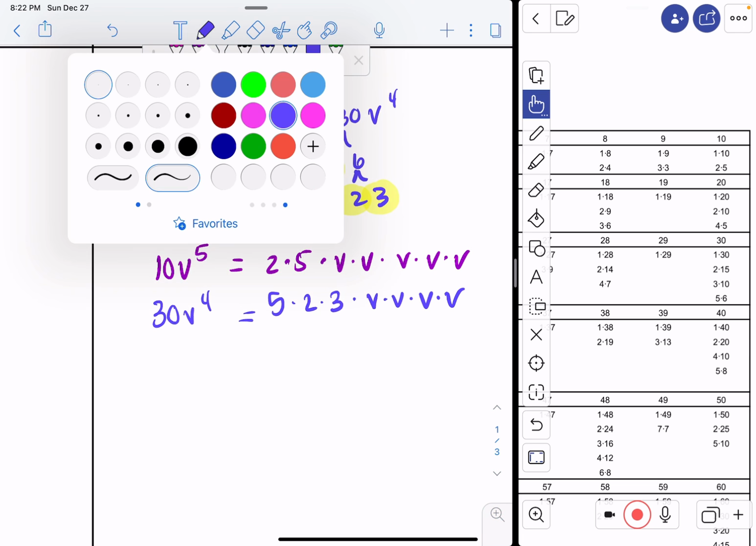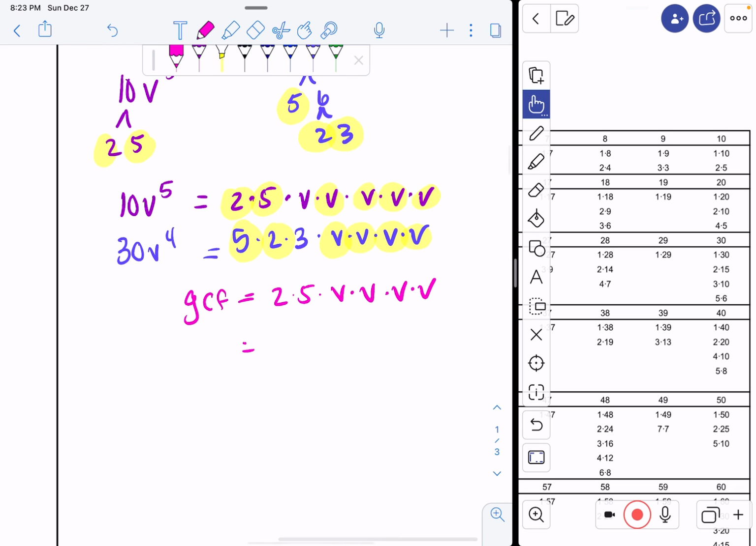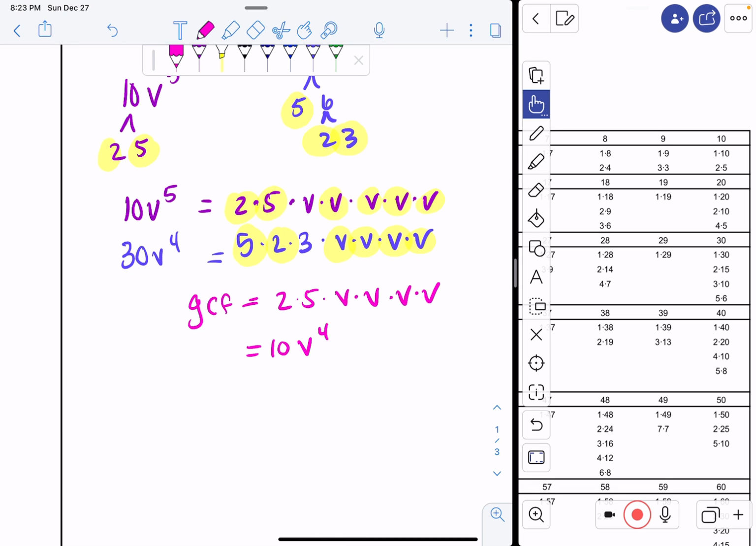Highlight what's in common. They got a 5, they got a 2, and they got 1, 2, 3, 4 v's. So my GCF is going to be 2 times 5 and then 4 v's. So 2 times 5 is 10. I got 4 v's, so I can say 10v to the 4th is my GCF. So 10v to the 4th.